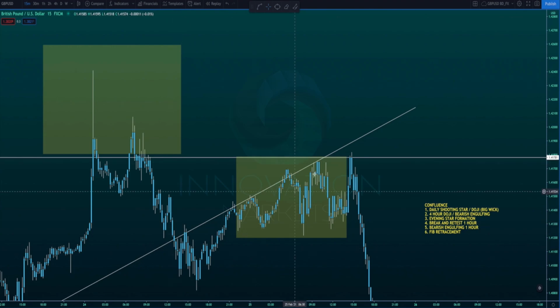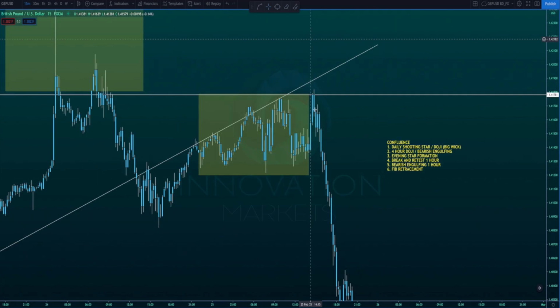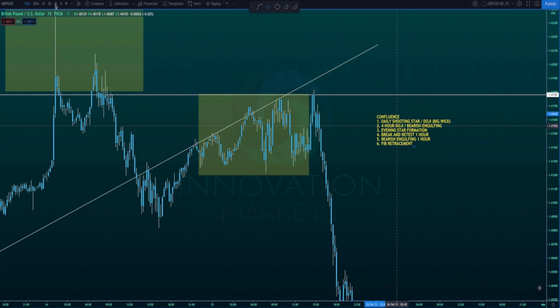Then even if we waited till further over here, if you're being more conservative, as I said, around here you can see 1, 2, 3, sort of an evening star formation, and then we could have looked at entering around that same area. So there's lots of confluences for entering around here, which is why we saw that big sell-off. As you can see, that price action then pushed down quite hard to the downside.